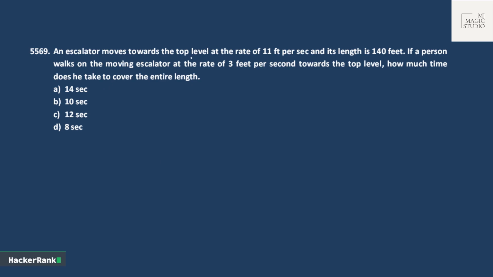An escalator moves towards the top level at the rate of 11 feet per second, and its length is 140 feet. This is 140 feet. If a person walks on the moving escalator at a rate of 3 feet per second, person is standing here, started walking at 3 feet per second. Towards the top, okay, in the same direction, that means this person will get force from the movement of the escalator also.